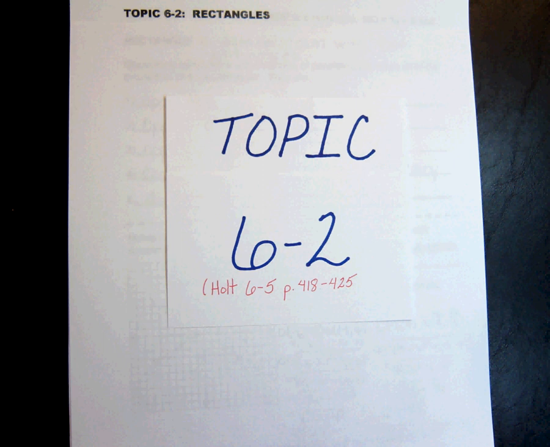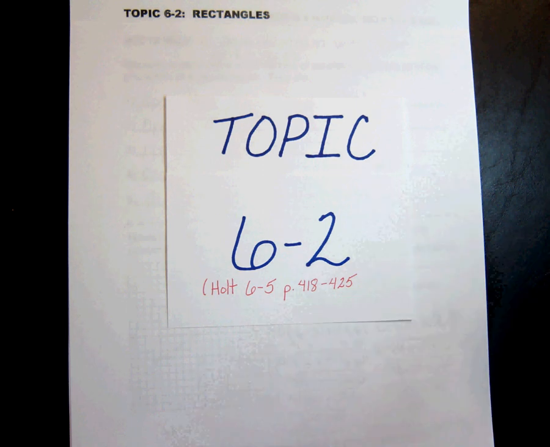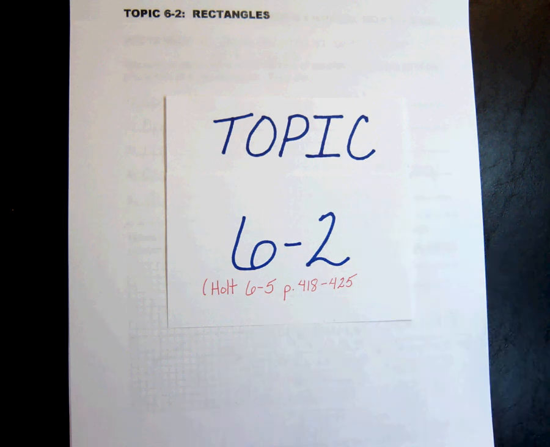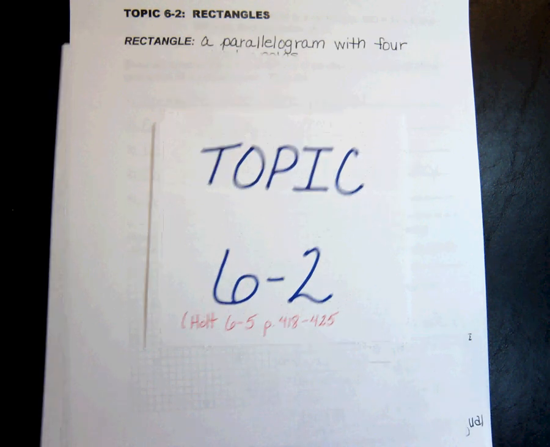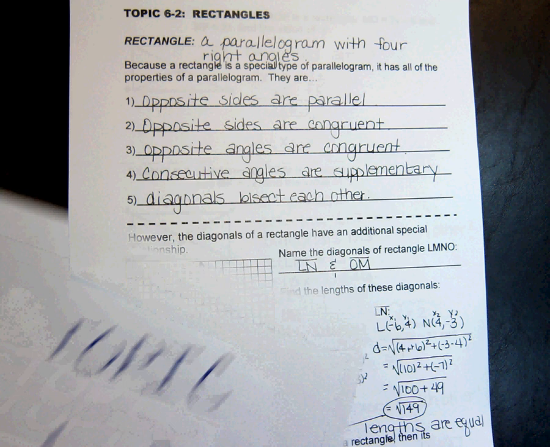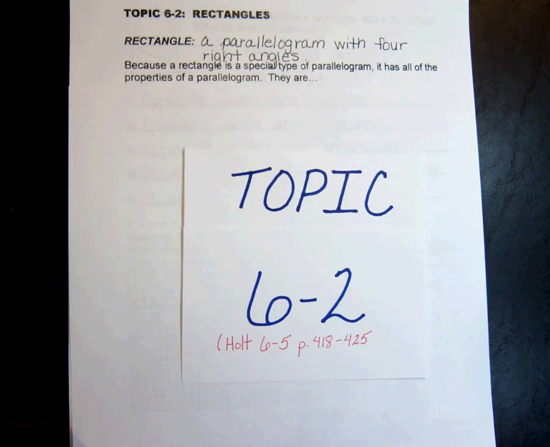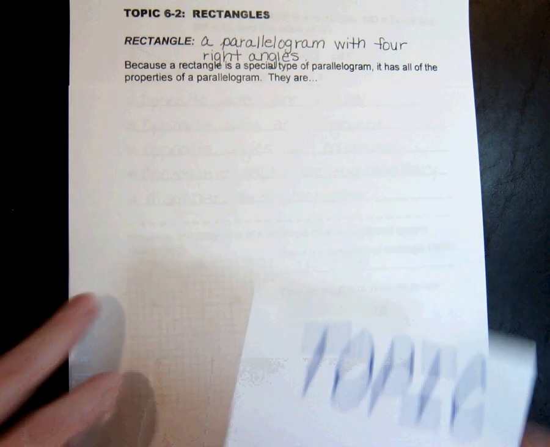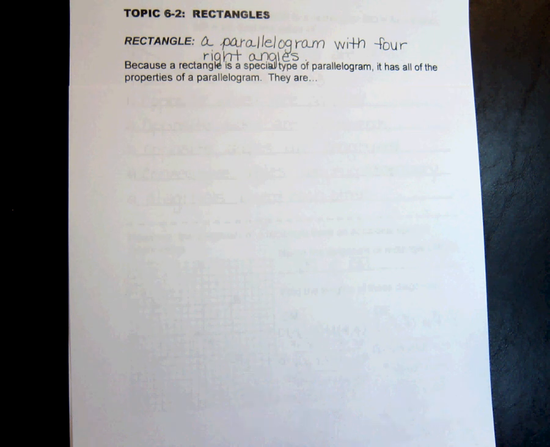Topic 6-2. This can be referenced with the Holt textbook, Chapter 6, Section 5, page 418 through 425. This section is going to be on rectangles. We're going to go through some of the definitions. A rectangle is a parallelogram with 4 right angles.